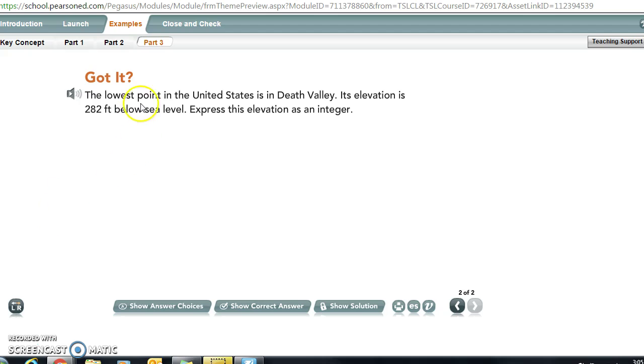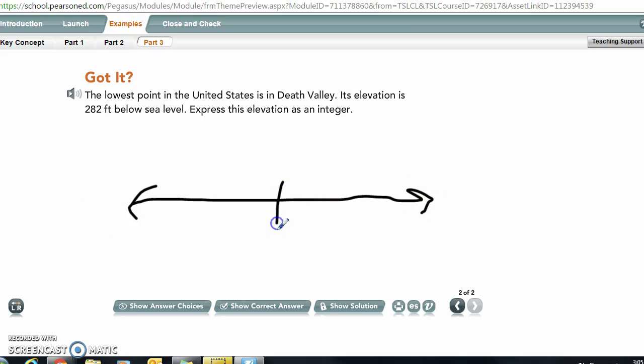So the lowest point, hint, hint, lowest point in the U.S. is Death Valley. Its elevation is 282 feet below sea level. So if 0 is sea level, and we know it's saying below sea level, well, below is my key word. It has to be below 0. So I know it's somewhere over here. Well, if I'm to the left of 0, is it positive or negative? And what number goes in front of it? I'll show you some answers that it could be. Well, there's the correct answer, so I gave it to you. But make sure you agree with that.